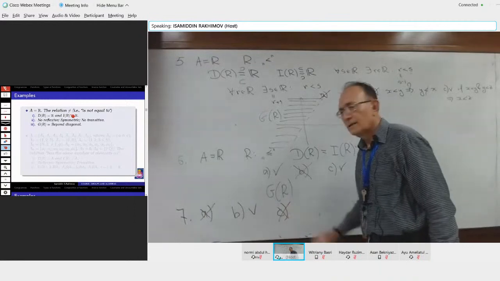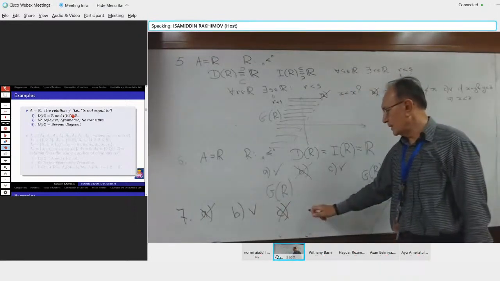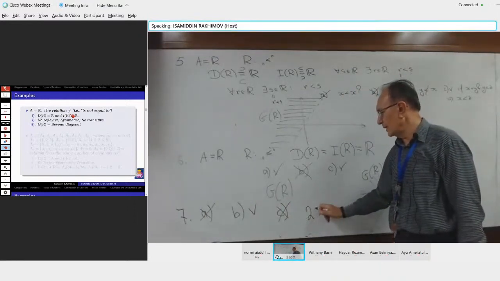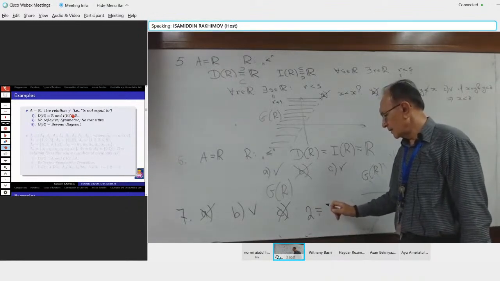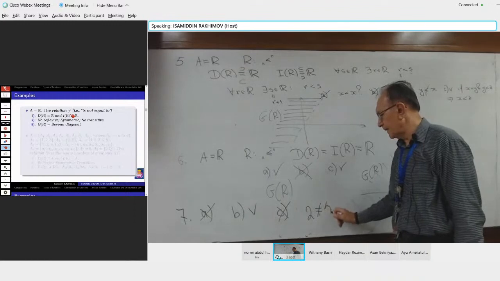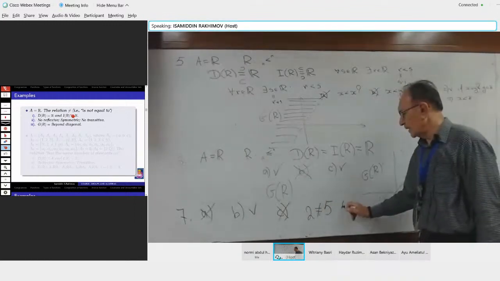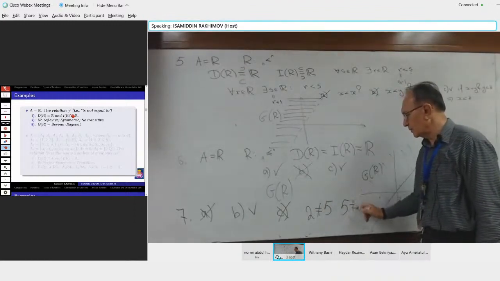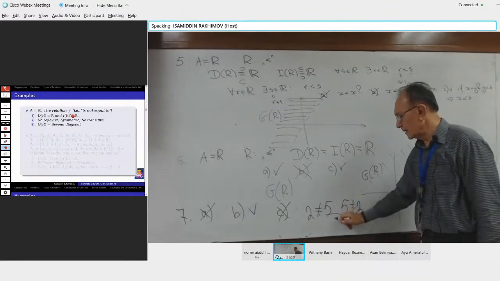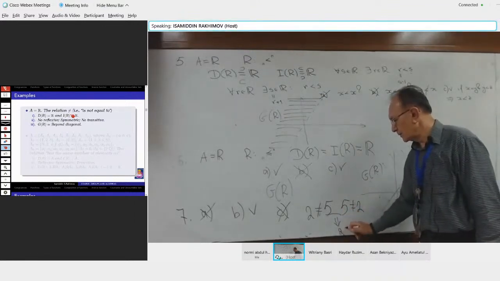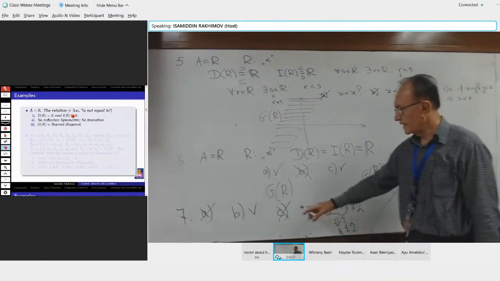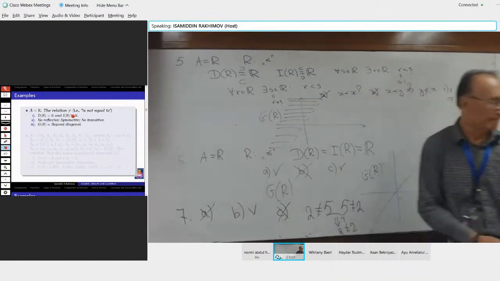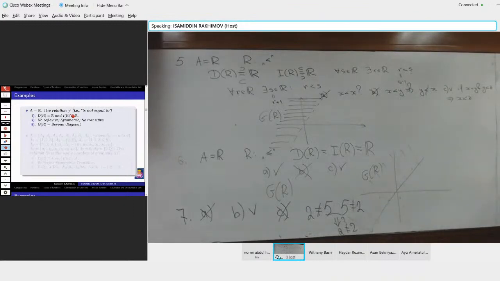How about transitivity? Transitivity doesn't hold. Why? Because last time we already discussed it. 2 is not equal to 5. At the same time, 5 also is not equal to 2. But you cannot conclude 2 is not equal to 2. This is wrong. So that's why transitivity doesn't hold.